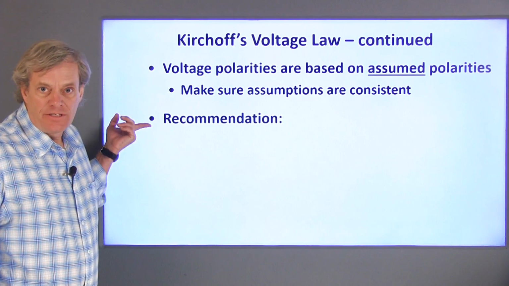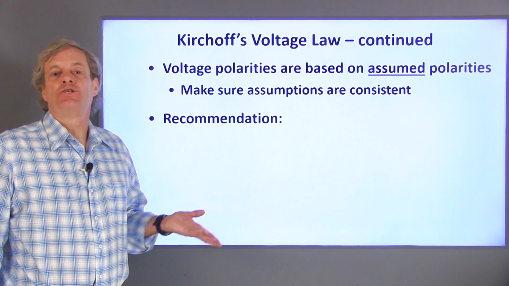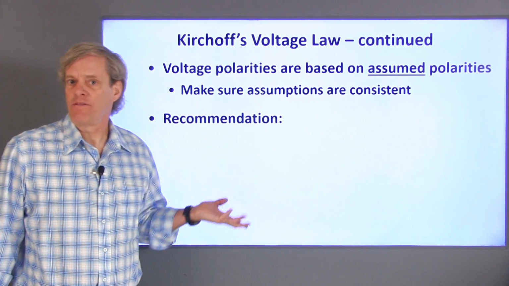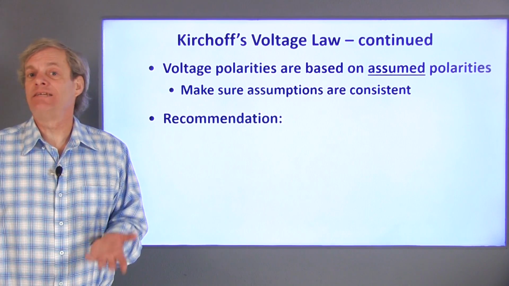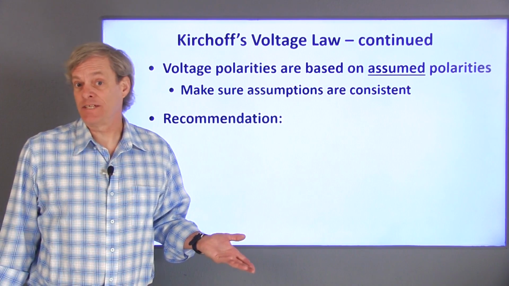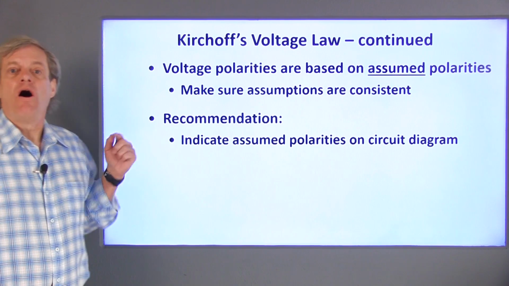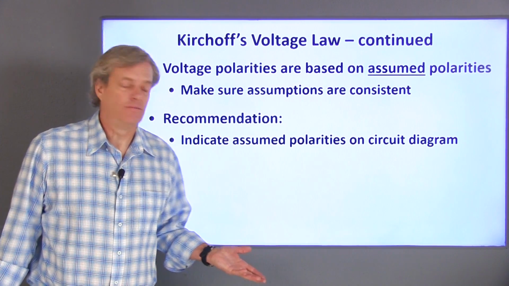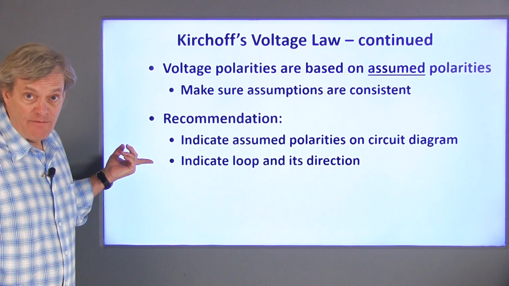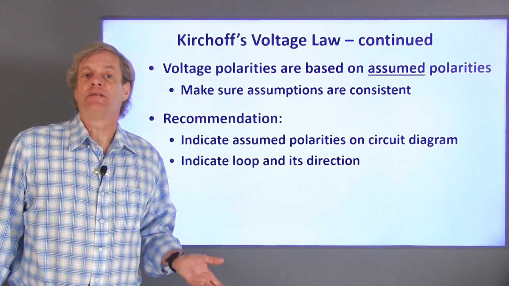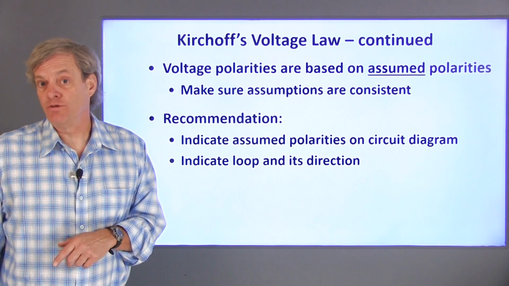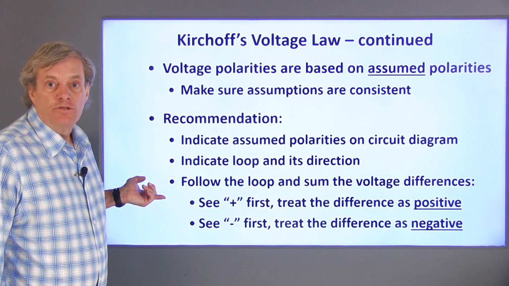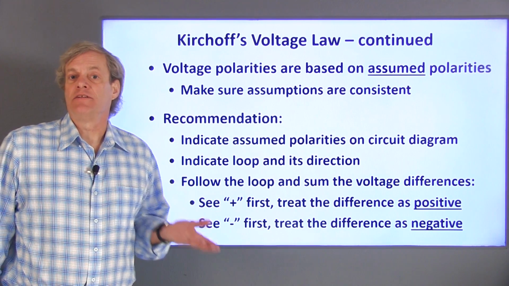In order to make sure you're consistent, I have a recommended approach to dealing with the signs of the voltage differences. You don't necessarily have to follow this recommendation, but it does seem to help people keep their sign consistent. First, always indicate your assumed voltage polarity on the circuit schematic. When writing KVL, indicate the loop on the diagram, including the direction you'll be following the loop. Finally, pick a starting point on the loop and follow the loop you indicated on the schematic.